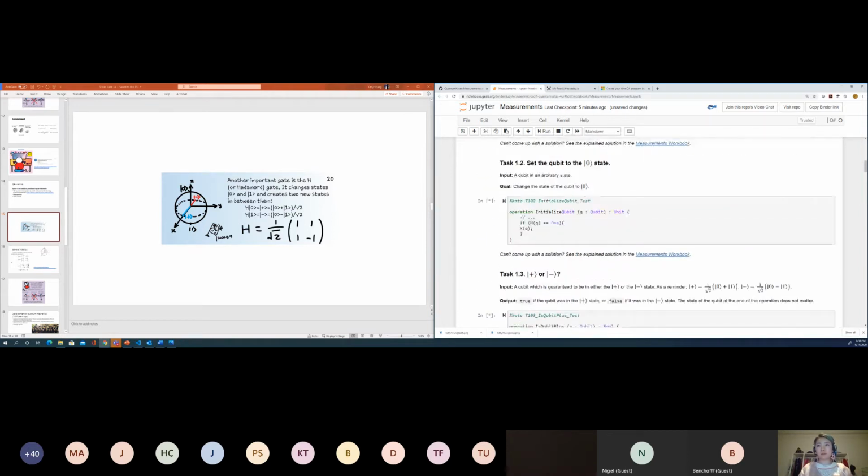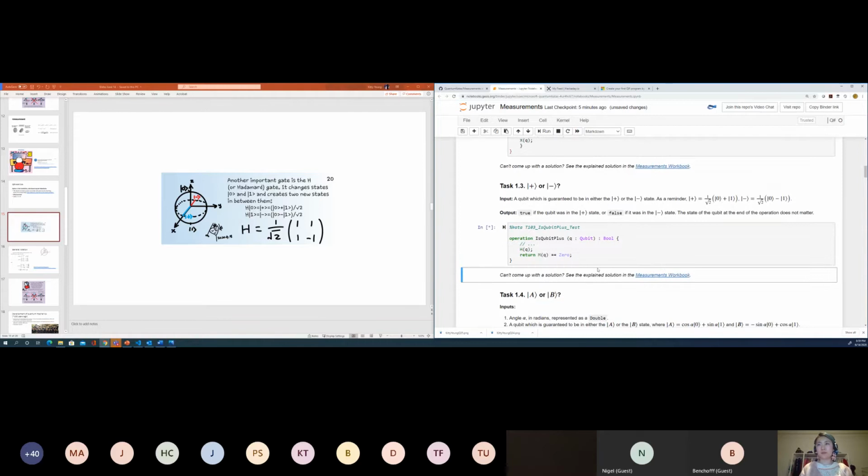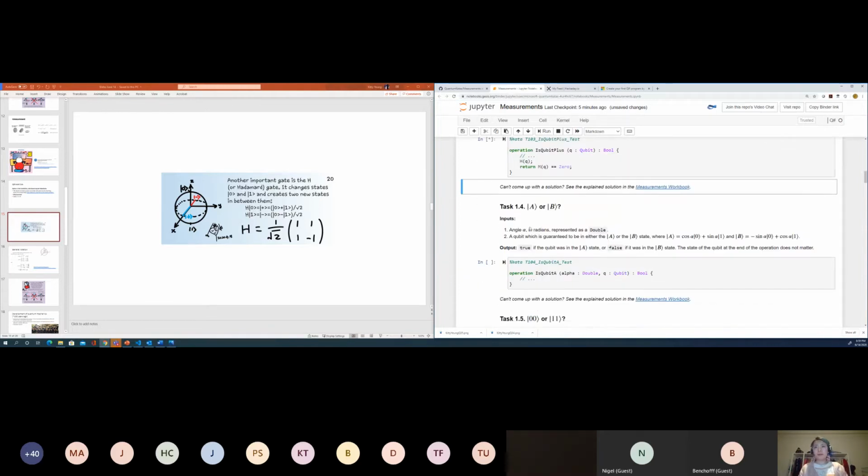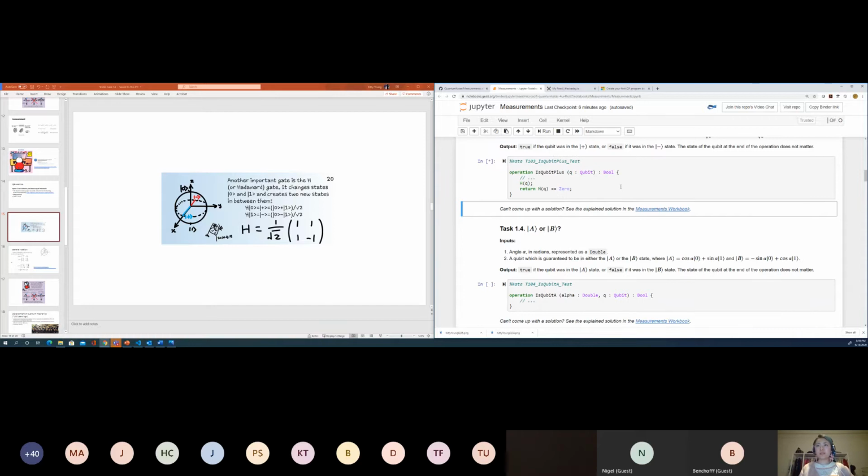Too bad my browser is not working, but copy this on your own computer. Task 1.4 also uses something that we learned last time. You are given an angle alpha, and you have two states. It's either A or B, and A is expressed as cosine alpha plus sine alpha. B is minus sine alpha and cosine alpha. Very similar logic to the previous exercise, but now you are doing a rotation of your qubit.